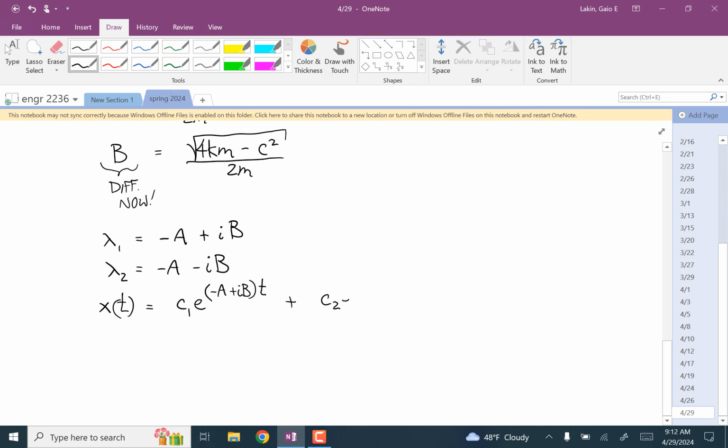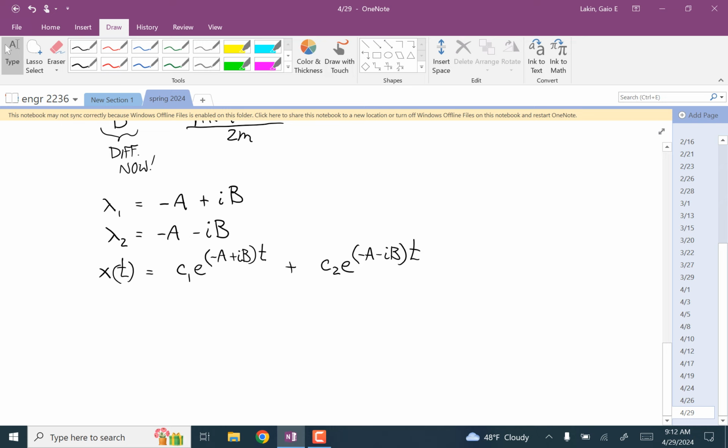Plus some new constant c2 times e to the negative a minus ib times t. Well, you can see in both of these cases, you can rewrite this as c1 e to the negative at times e to the ibt plus c2 e to the negative at times e to the negative ibt. Okay, that's just what the meaning of those exponents is. That's the exponent rules.